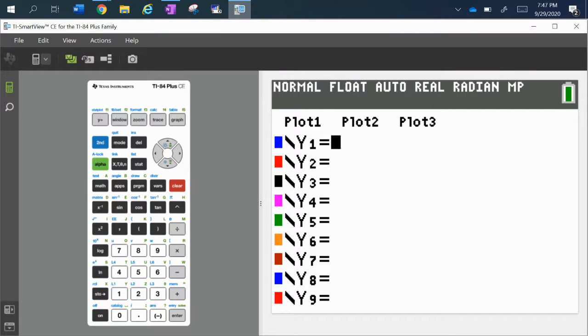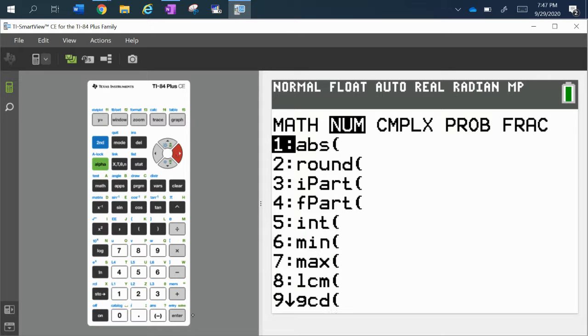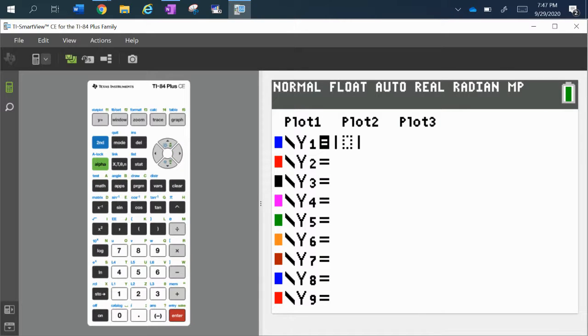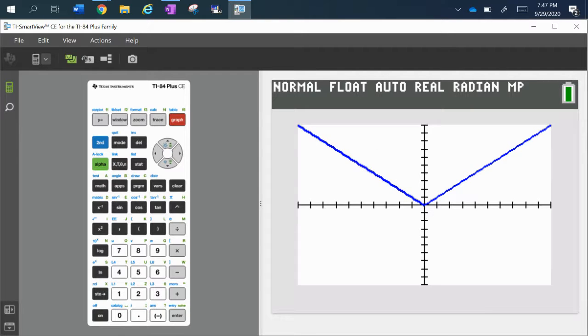So I'm going to go to y equals, and I'm going to go to math, and I'm going to arrow over to the number column. And number 1 is absolute value. I'm going to put in the absolute value of x. And when I look at the graph, I see a v. So all absolute value functions are in the shape of a v.